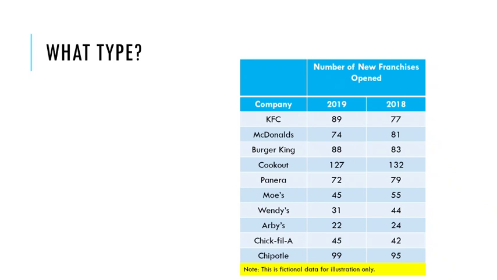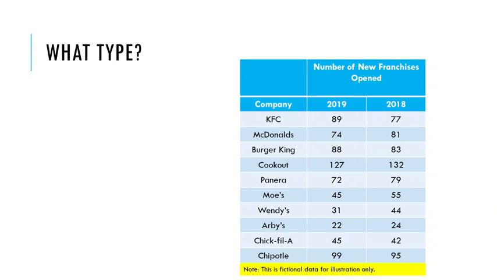Do you agree now that we have both a cross-sectional element because we're going across different companies, Kentucky Fried Chicken, McDonald's, Burger King, but we also have, it's not a very deep one, but we have a time element, right? Because we have 2 different years. So, what kind of data would this be? Everyone agreed that this would be panel data.